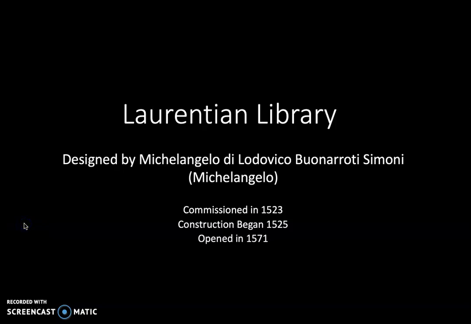This is a brief presentation on the Laurentian Library to supplement the Khan Academy video that we've previously watched. The Laurentian Library was designed in 1523 by Michelangelo, who was commissioned by the Medici Pope, Clement VII. Clement was the primary benefactor to Michelangelo, as they met during school together before he ascended to the papacy.